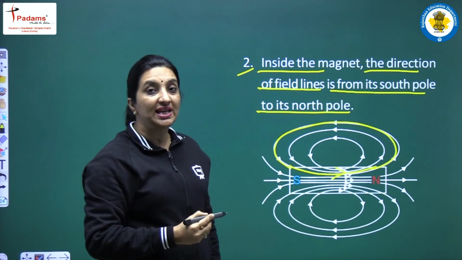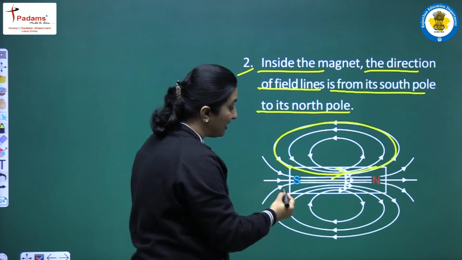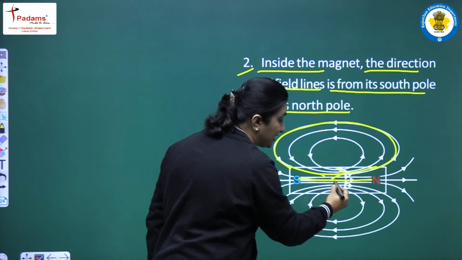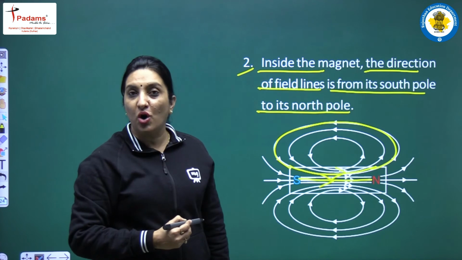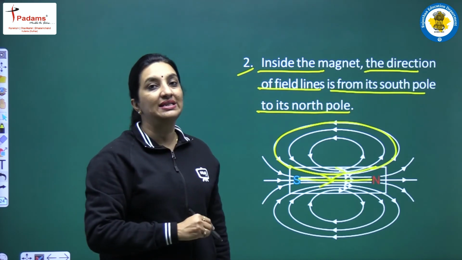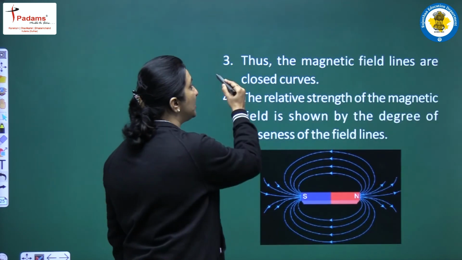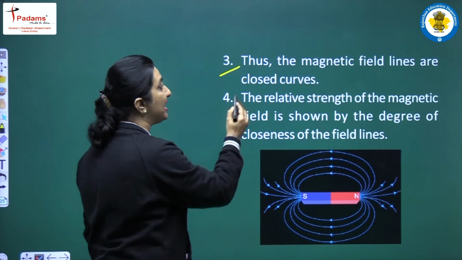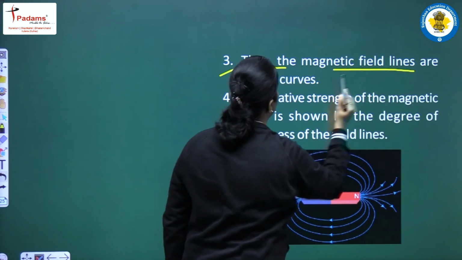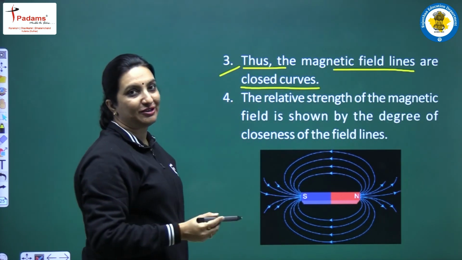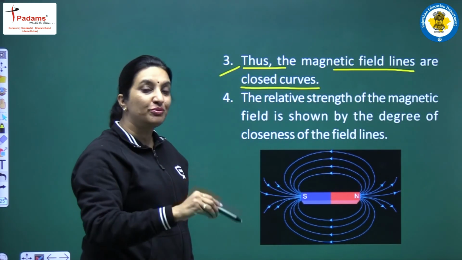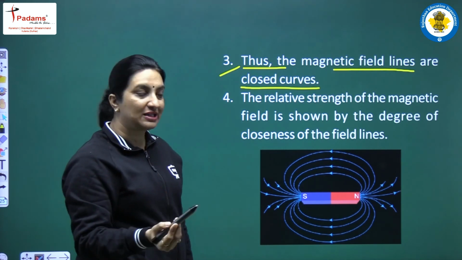So what we see is that inside the magnet, the direction of magnetic field lines is from south to north, but outside the magnet, it is from north pole to south pole. Moreover, students, the third property we can write as, thus the magnetic field lines are closed curves. Since they are closed loops, we can call them closed curves.